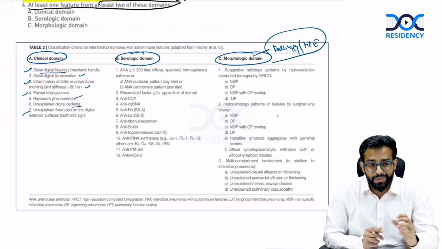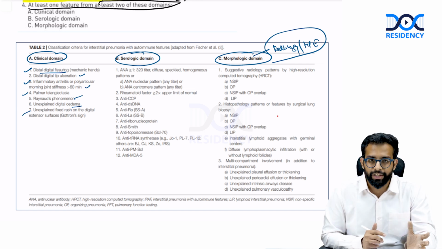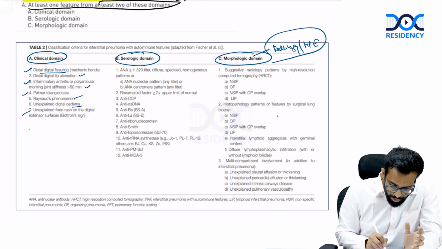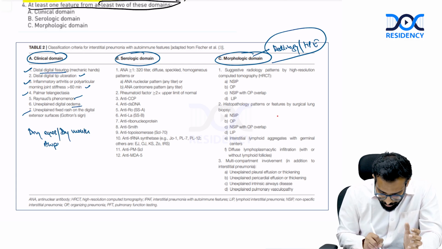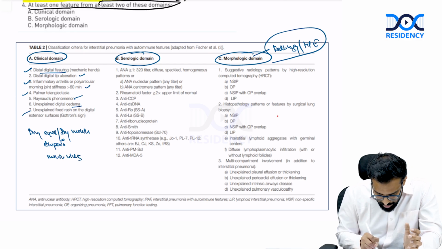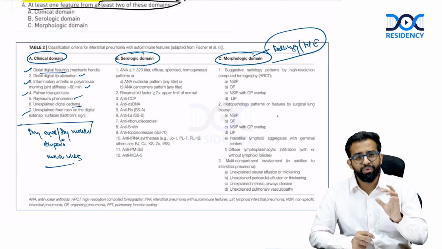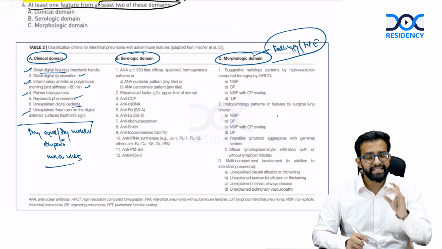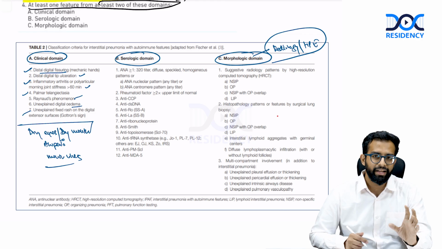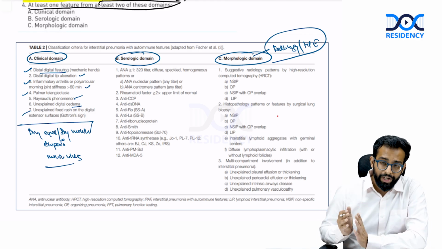An important thing to realize is what features are not present in the clinical domain, which include presence of dry eyes and dry mouth, alopecia, and mouth ulcers. So these are a few common autoimmunity symptoms that are seen in patients with SLE and Sjogren's, but these symptoms have not been placed under the clinical domain. This is what you need to remember.